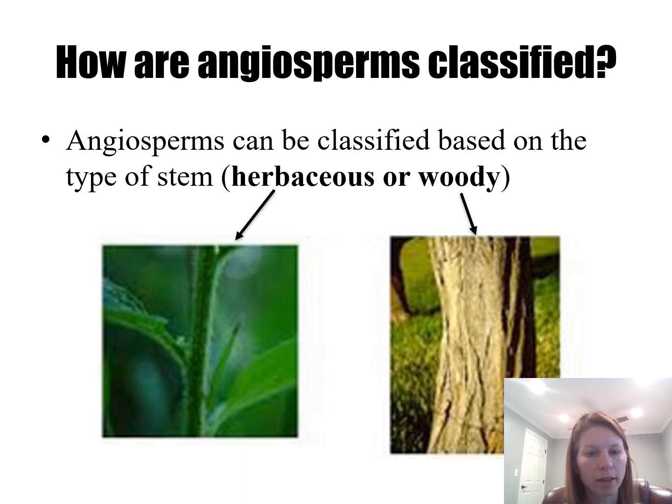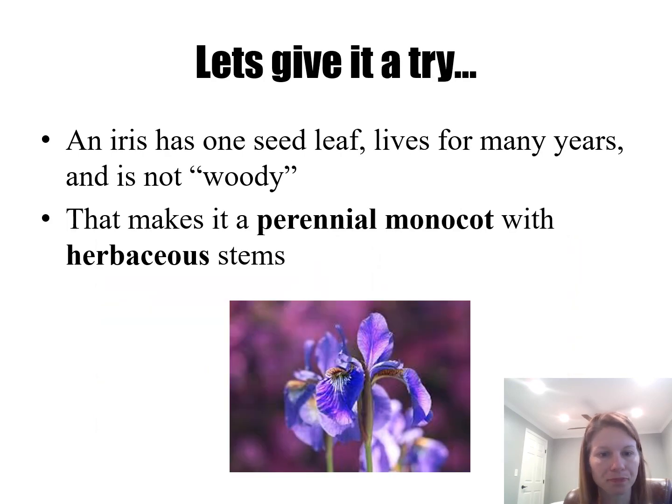We can also classify them based on whether they're herbaceous or woody. So if they have a flexible green stem, they're herbaceous. And a lot of flowers that you would plant in your yard are going to be herbaceous. A lot of things that you would plant in a garden, fruits and vegetables, are going to be herbaceous. And then trees and shrubs are going to be woody. They don't necessarily have to have bark, but if they have a brown, tough stem, like a shrub would, then those are woody as well.